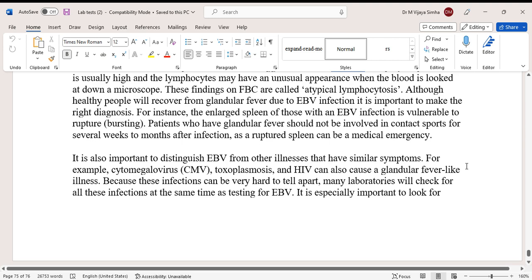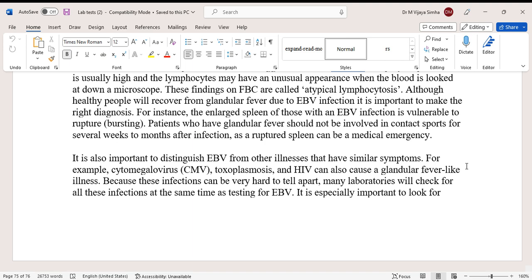It is also important to distinguish EBV from other illnesses that have similar symptoms. For example, cytomegalovirus, toxoplasmosis, and HIV can also cause a glandular fever-like illness. Because these infections can be very hard to tell apart, many laboratories will check for all these infections at the same time as testing for EBV.